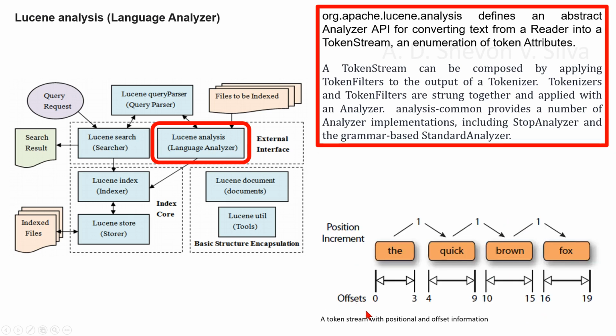Here you can see a token stream with the positional and offset information. A stream of tokens is the fundamental output of the analysis process. During indexing, fields designated for analysis are processed with the specified analyzer, and the important attributes from each token are then written to the index.